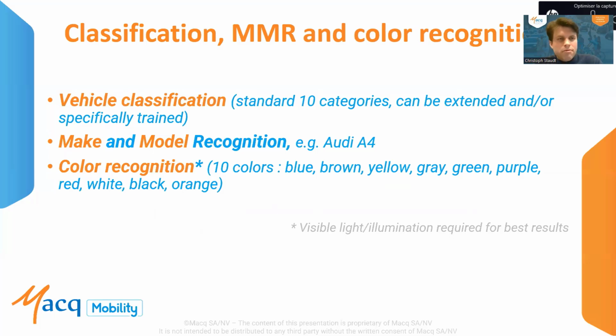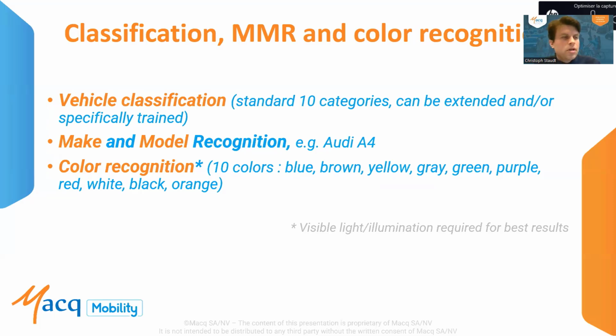Our camera, so the QCAM5, as I already said, we are not only making ANPR, but we are identifying at the same time many more vehicle characteristics. Of course, the vehicle classification, we have the standard 10 categories, so car, bus, van, heavy truck, light truck, etc., with trailers. And what is very interesting to know is that this can be extended thanks to the fact that we are basing our algorithm on AI.